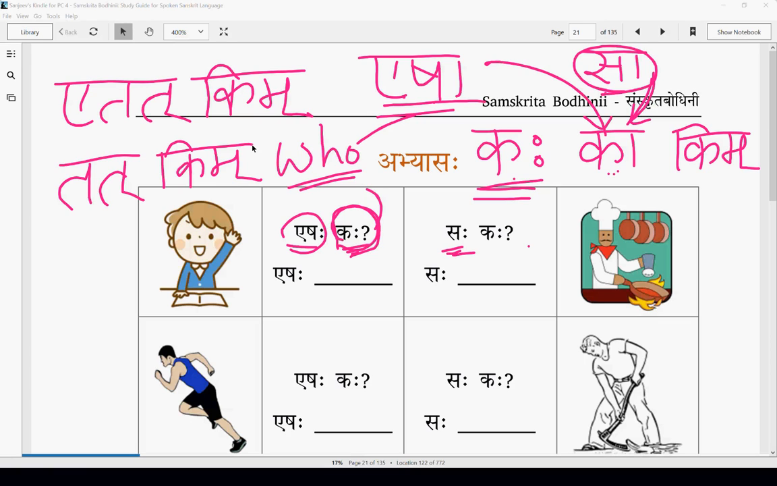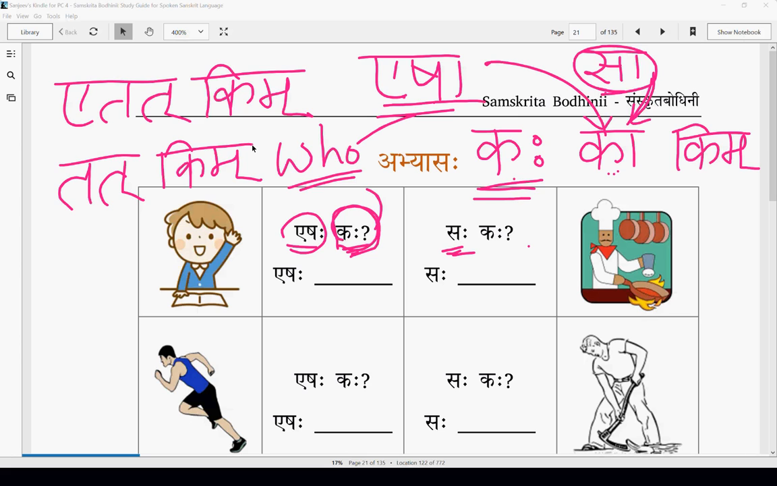Etat Kim, Esha Ka, Tat Kim. So if the gender of the object is not known, because we are asking the question, one thing is that the person or the object we might be seeing may be in front of our eyes, and if it is a living object, like an animal or a person especially, we might know the gender. So if it is a male, then obviously we can ask Eshaha Kaha or Saha Kaha. Or if it is a Stri, a female, we can ask Esha Ka or Sa Ka.